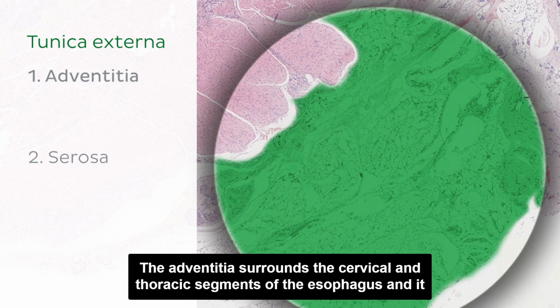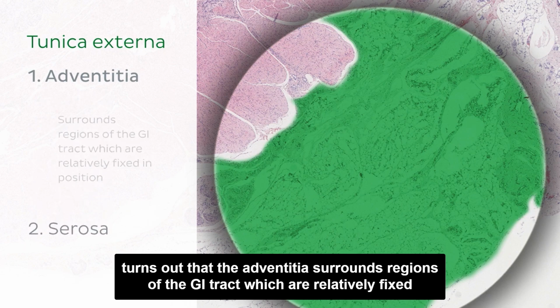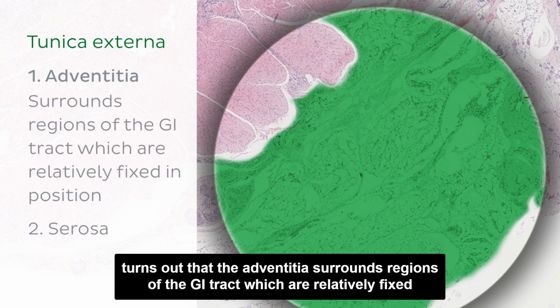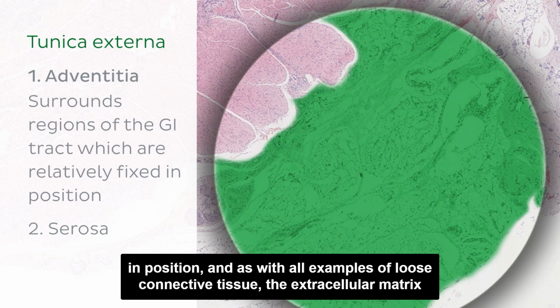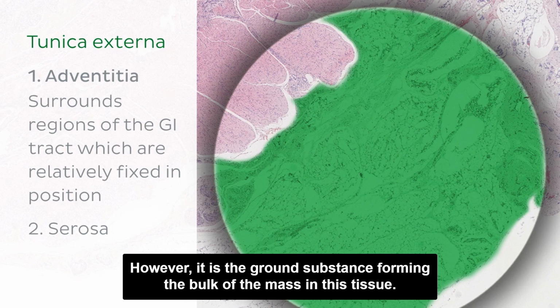The adventitia surrounds the cervical and thoracic segments of the esophagus, and it turns out that the adventitia surrounds regions of the GI tract which are relatively fixed in position. As with all examples of loose connective tissue, the extracellular matrix is composed of both elastin and reticular fibres. However, it is the ground substance forming the bulk of the mass in this tissue.